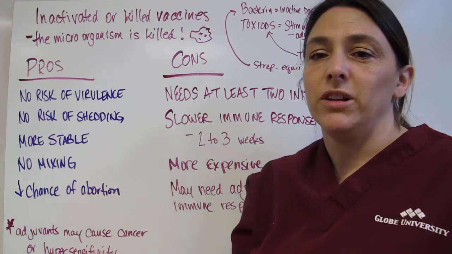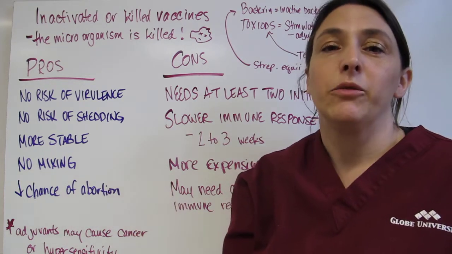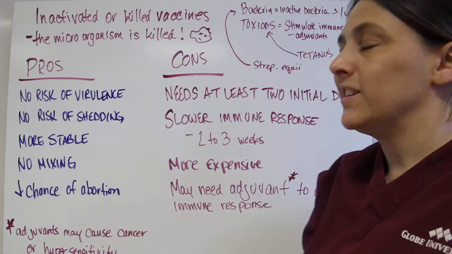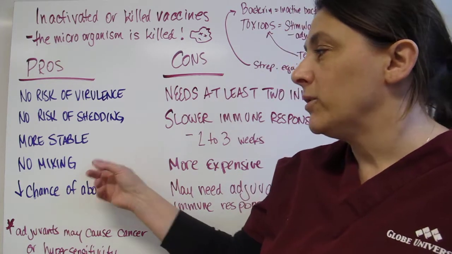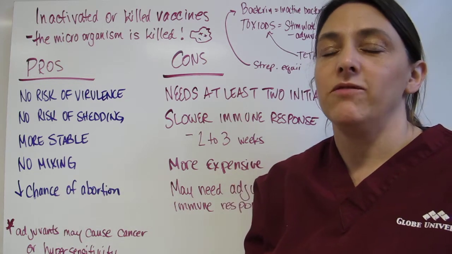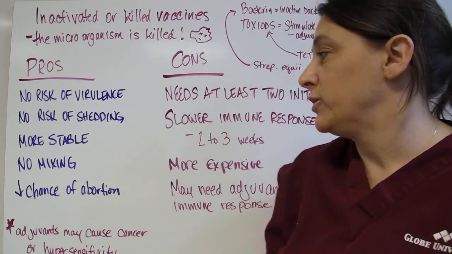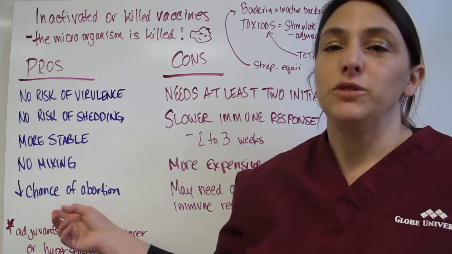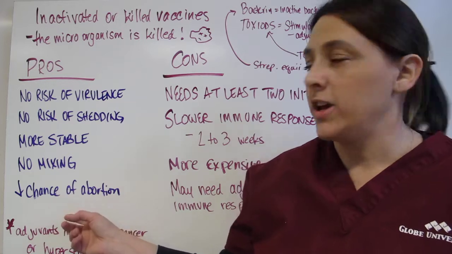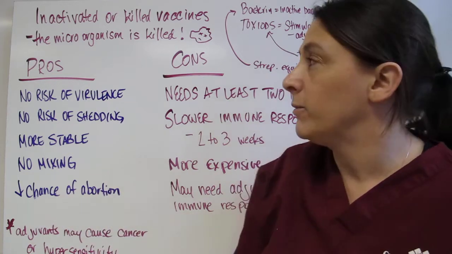It's more stable. You still need to handle it with care, but it's a little more forgiving. Generally, you don't have to mix it. It comes already pre-packaged in a vial. It could be multiple dose vials. And if you do have to give a vaccine to an animal that's pregnant, there is less chance of causing abortion in that animal.